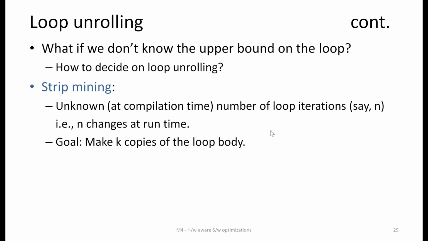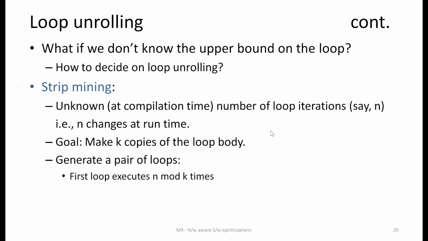So what strip mining does is it makes k copies of the loop. In the process, it makes 2 pairs of loop. The first loop executes for n mod k times, and the second loop executes for n by k times, the remainder of it.